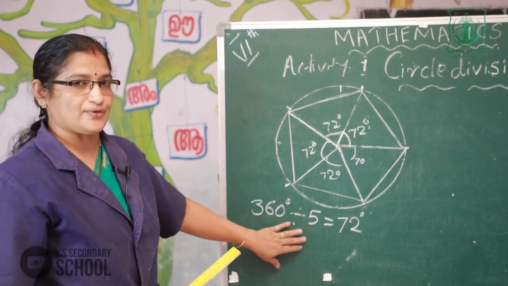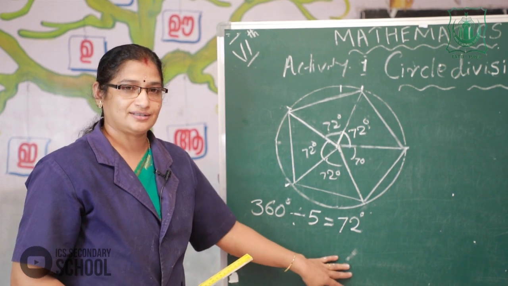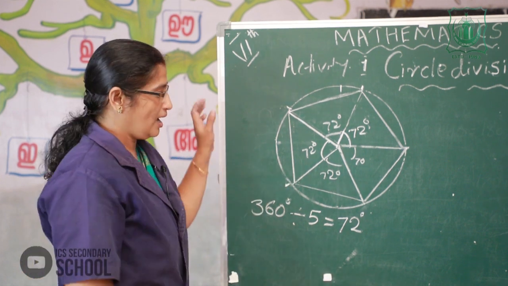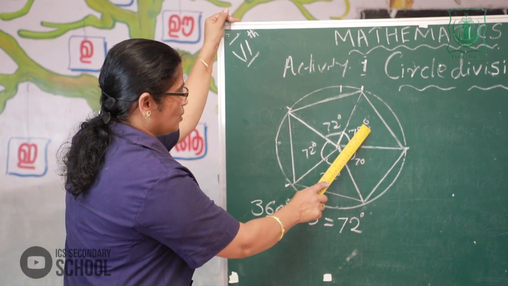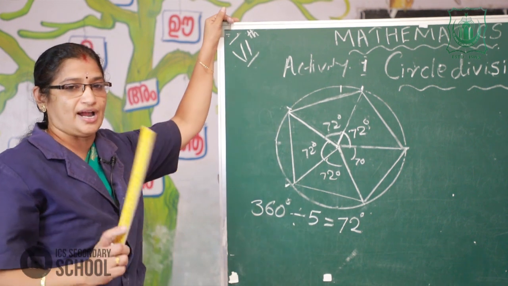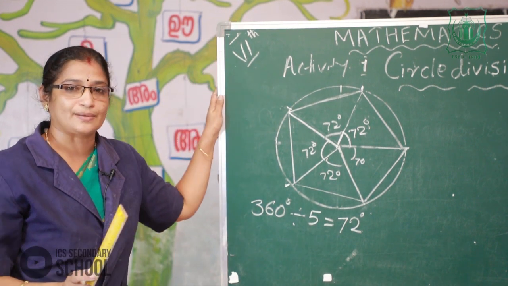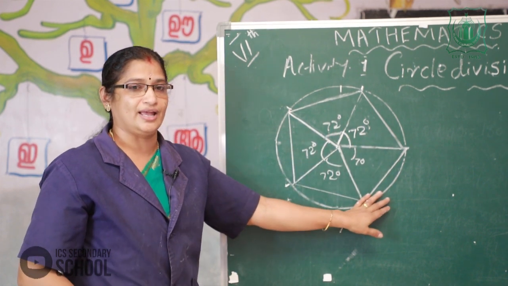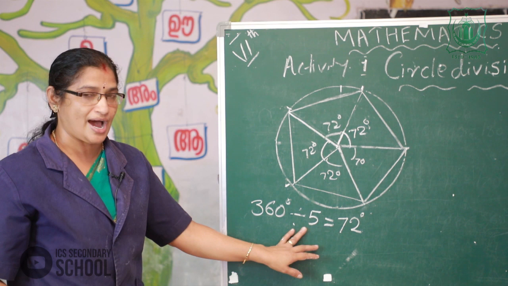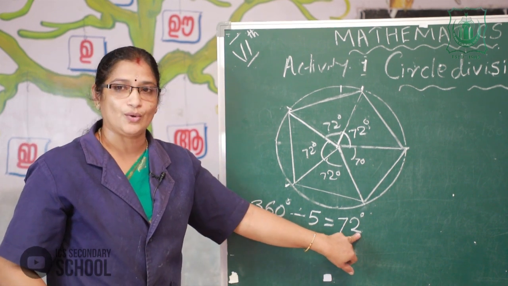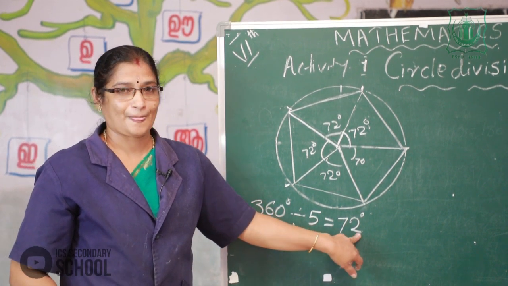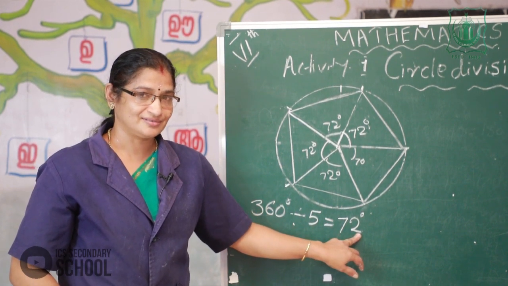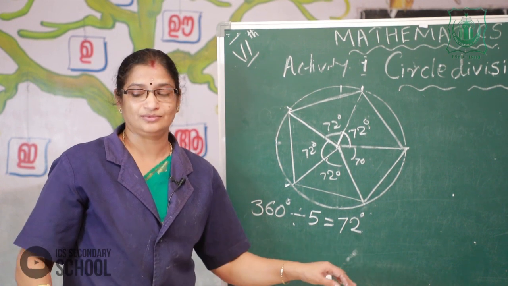Yes, then we get a figure, a pentagon. What is the name of this figure? Pentagon. It has 5 sides: 1, 2, 3, 4, 5. A figure with 5 sides is known as a pentagon. Each angle is 72 degrees. 360 divided by 5 is equal to 72 degrees. Got it? Did you understand? Any doubt? No. Are you finished?